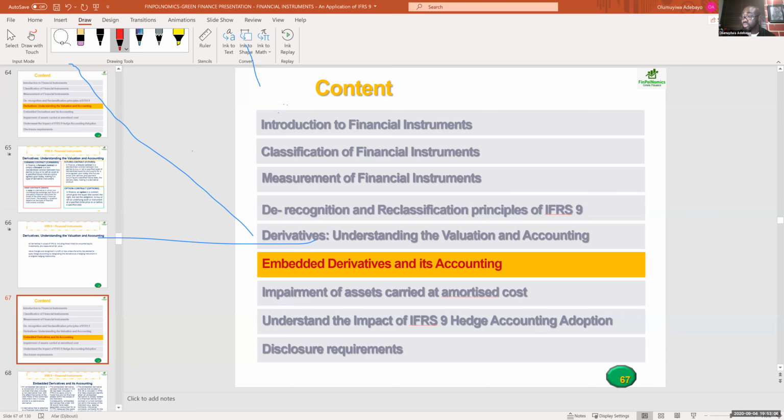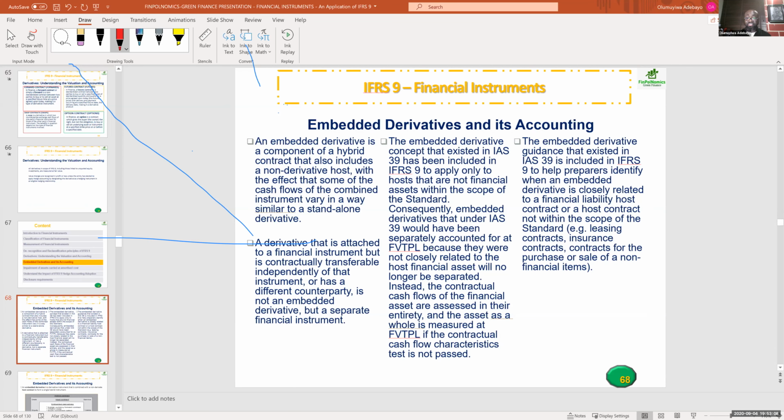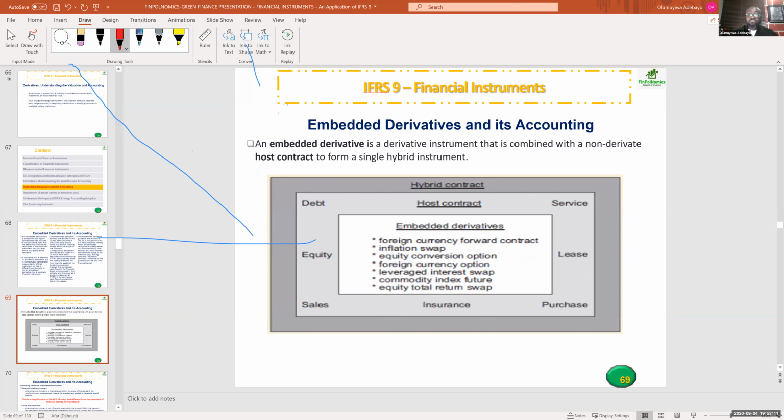Now, let me give you a practical example of embedded derivative. Embedded derivative is one of the hybrid contracts we know. A hybrid contract is when you have something like 2-in-1, similar to when we discussed compound instrument in part 1, where it has an element of equity and an element of liability. Similarly, this hybrid, which is an embedded derivative, has 2 components: an element of host contract, which is usually non-derivative, and an element of derivative contract.